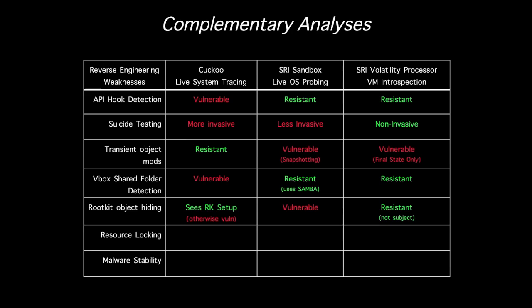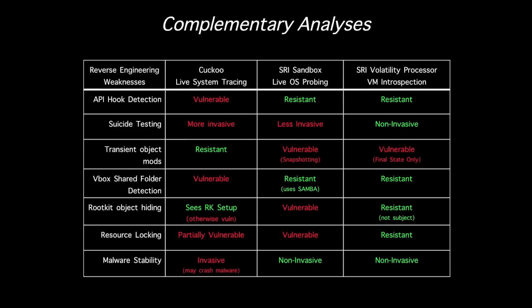Resource locking can also hinder dynamic inspection when the contents of an object have been locked such that they are not easily accessible for forensic collection. SRI SANNet is susceptible to some resource locking attacks, and Cuckoo may also have similar issues when accessing objects. VM introspection is not affected, as it operates directly on the raw VM image.